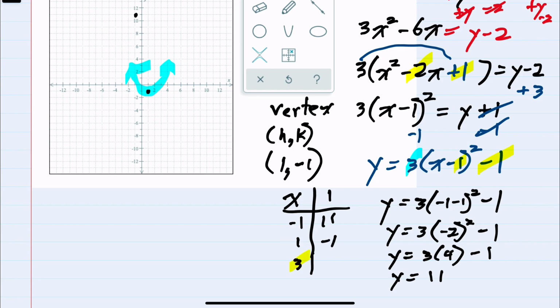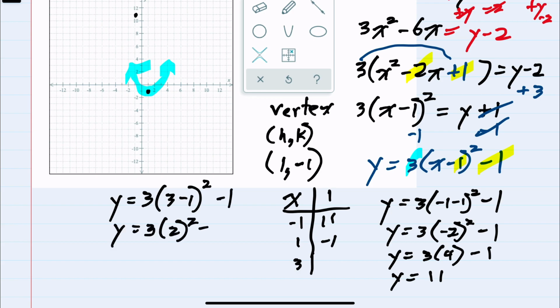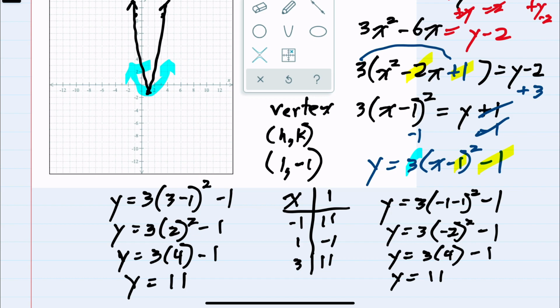Plugging in x equals 3, we would have y equals 3 times 3 minus 1 squared minus 1. This gives us a positive 2 squared minus 1. So again, 3 times 4 minus 1, y equals a positive 11 again. This time when x equals 3, we have positive 11. So we can see that this is a very steep parabola as a result of that coefficient 3 that's in front of the squared term.